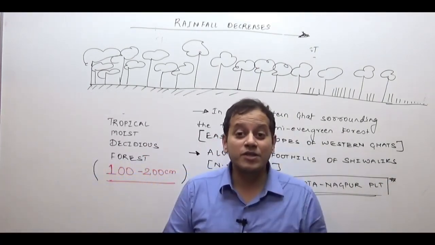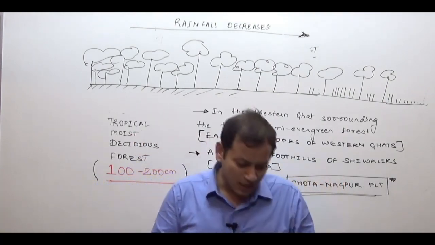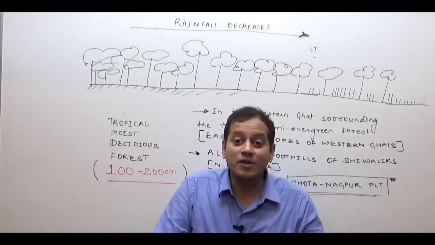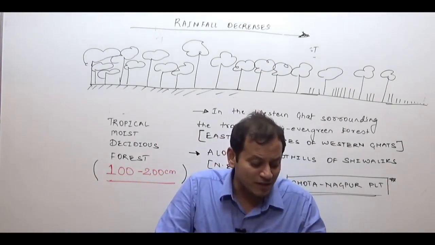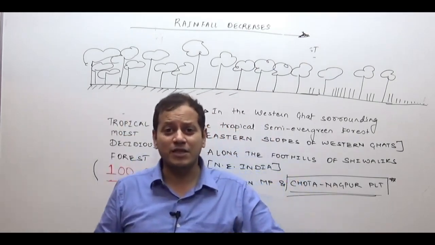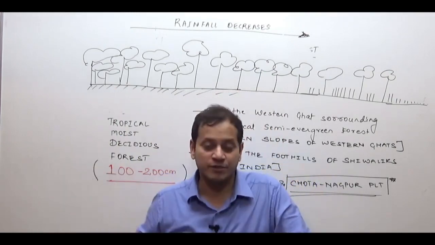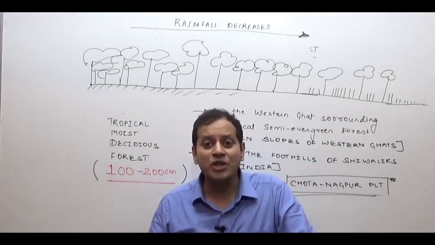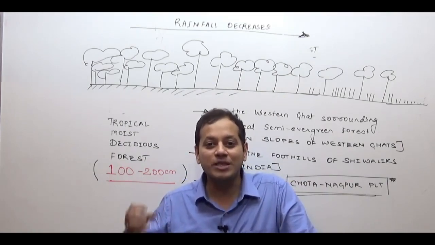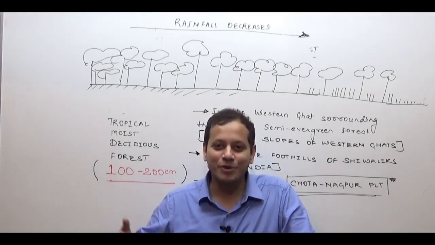Which type of forest? Tropical moist deciduous forest. Now, there are some important species. This forest is not as dense as the tropical evergreen and semi-evergreen forest. Therefore, it becomes easy for us human beings to go and exploit this forest, to go and use this forest. So commercially, this is the most important forest of India. Why is it commercially the most important forest of India?